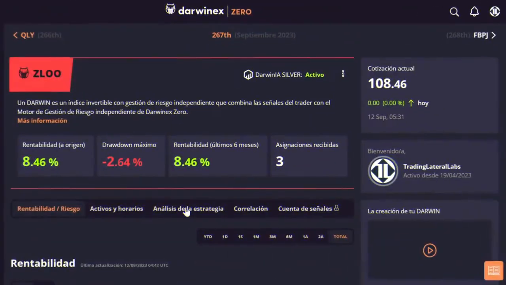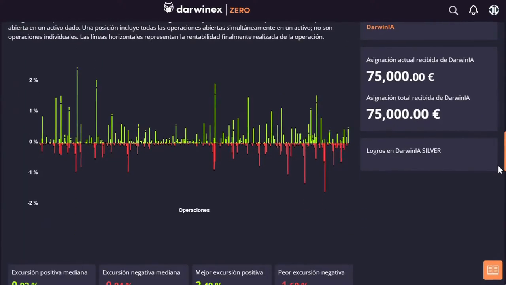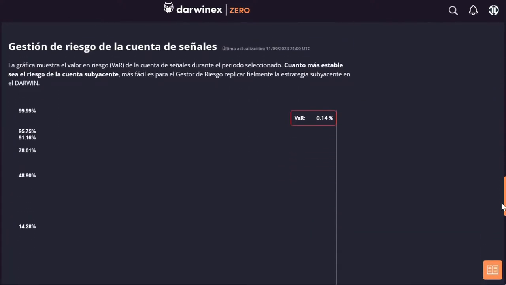Okay, come on, I'll leave the video where we explained that up here, in case you didn't see it. To measure risk, Darwinex will use the last 45 days of your trading operations, which can be consulted in the penultimate section of the Strategy Analysis tab. If your trading history is less than 45 days, Darwinex will use the data it has.